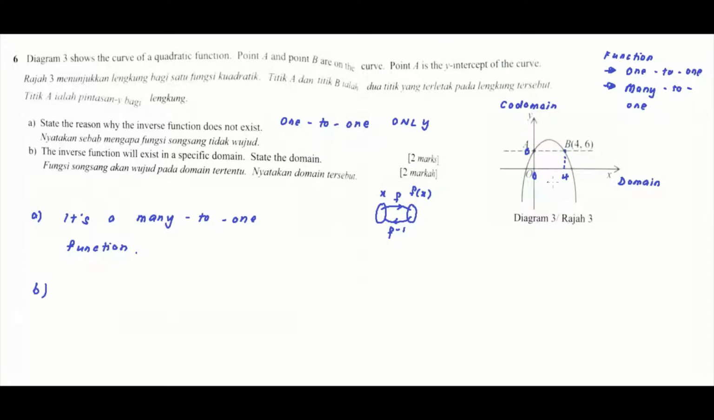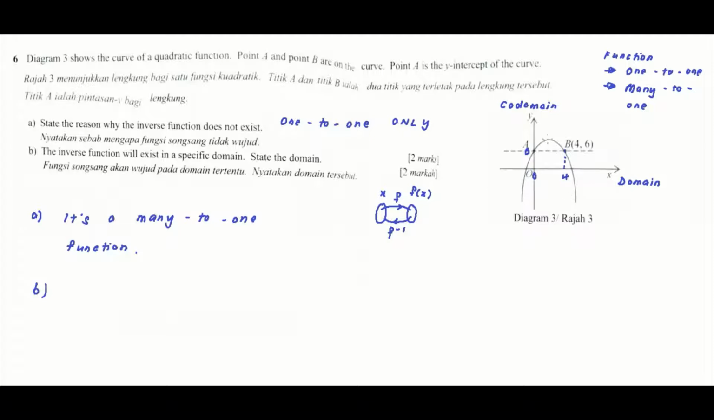From this graph, you can see that if I have a parabola shape, then obviously different objects will have the same image. For example, if I compare here to here, they share the same image, although they are different objects. So what do I need to do to set a domain so that the inverse function will exist, meaning I can make this curve a one-to-one function only?